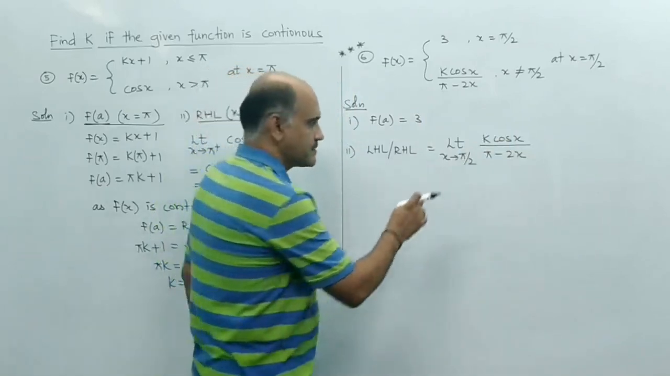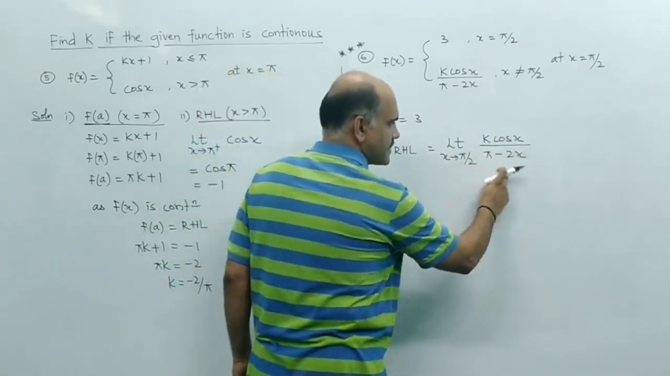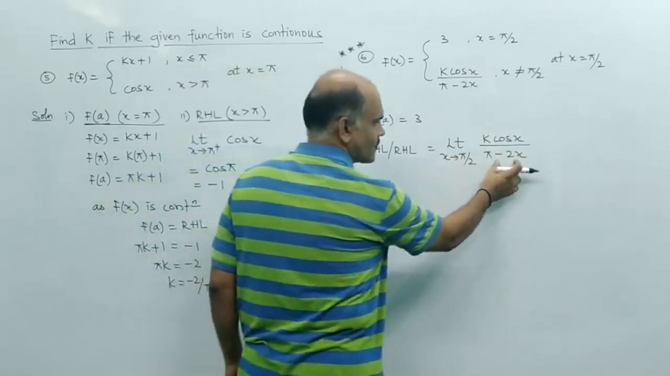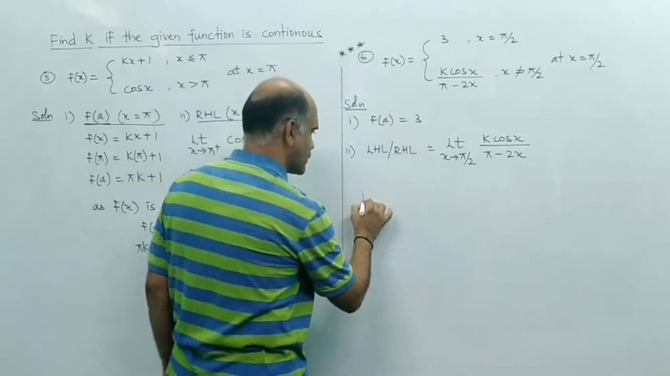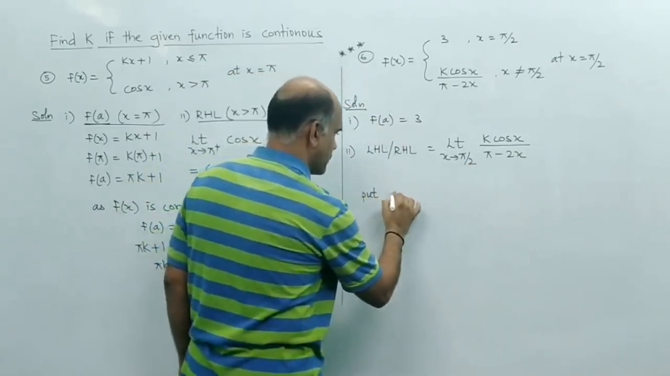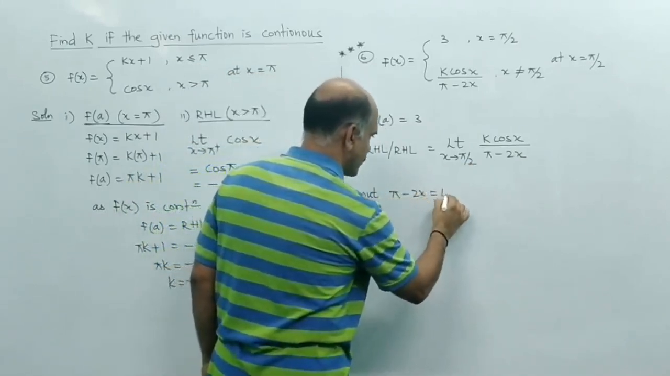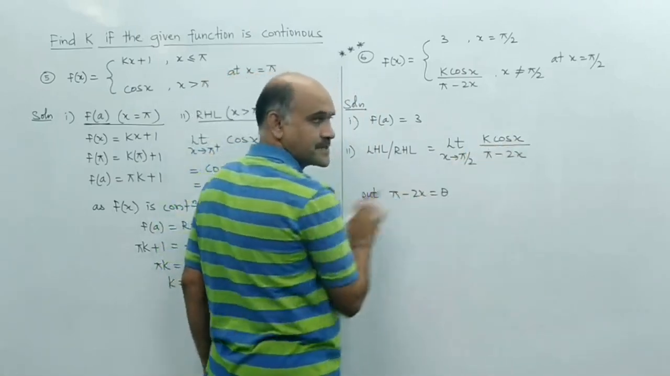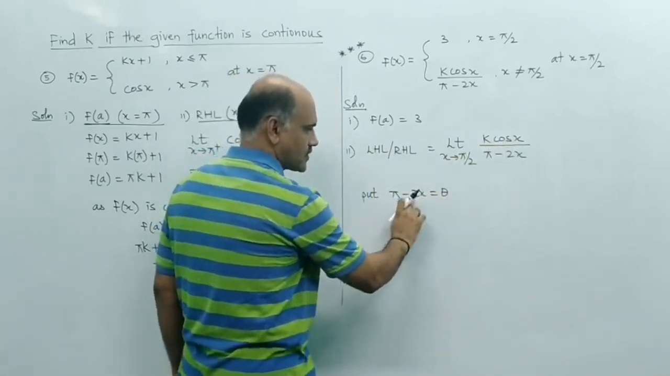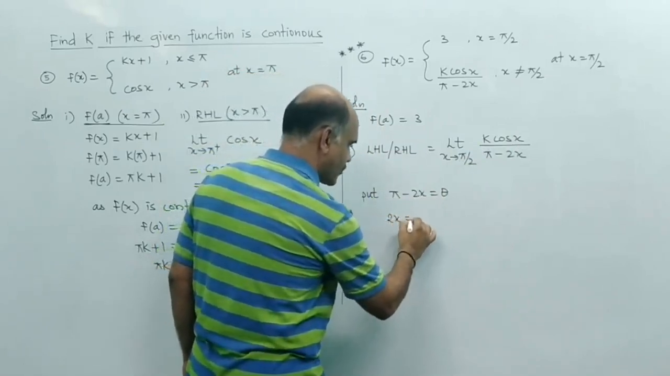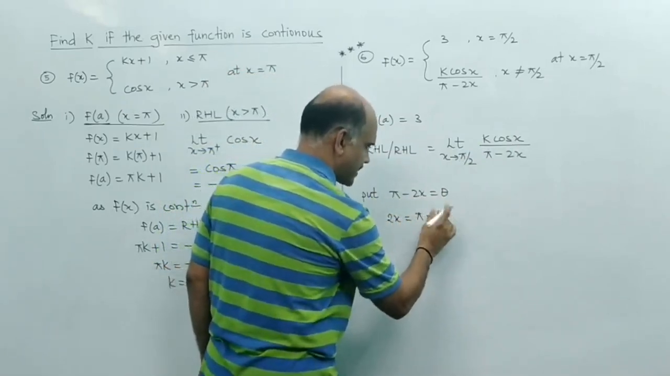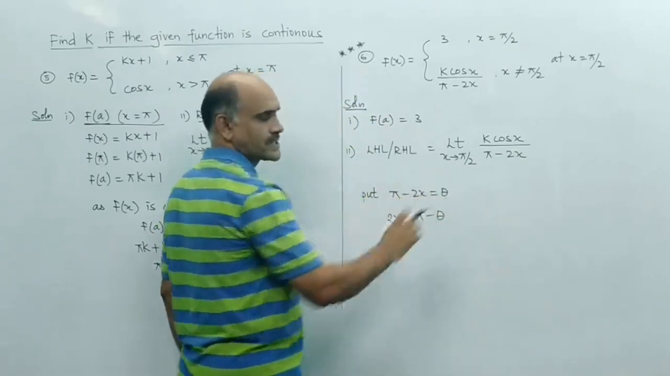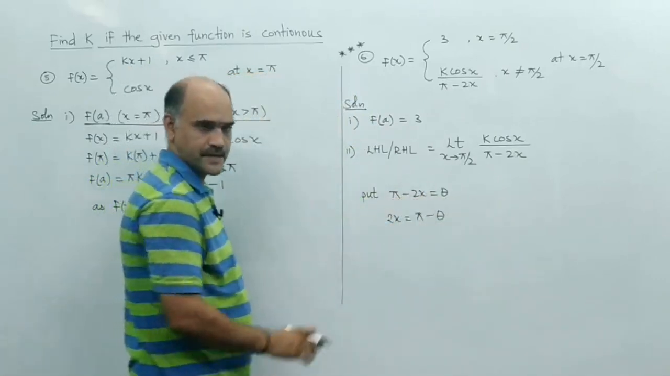So to solve this, first this denominator we take as theta. So put pi minus 2x is equal to theta. Simplify for x. Taking this to that side, and this to this side, 2x is equal to pi minus theta. Theta I have taken to the RHS, it becomes minus. 2x I have taken to the LHS, it becomes plus.